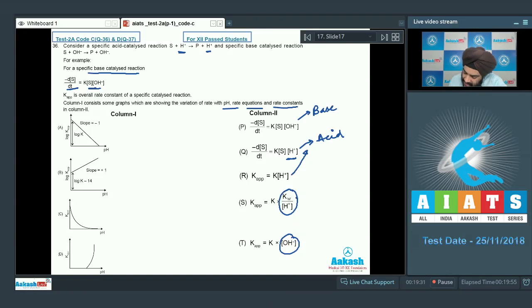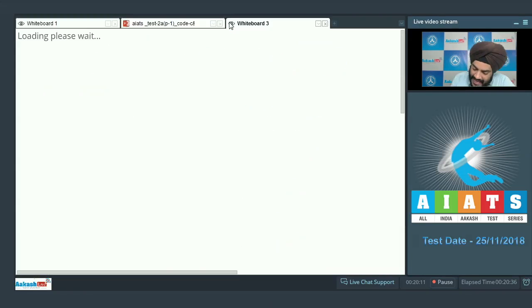So students, we can clearly see that P, S and T options will always be clubbed together, as they all deal with the base catalyzed reaction, and options Q and R will be clubbed together as they are dealing with the acid catalyzed reaction. So let us try and solve these expressions. So let's start with the acid catalyzed first. The examiner is interested in knowing about the variation of K apparent with the pH and log K apparent with the pH.